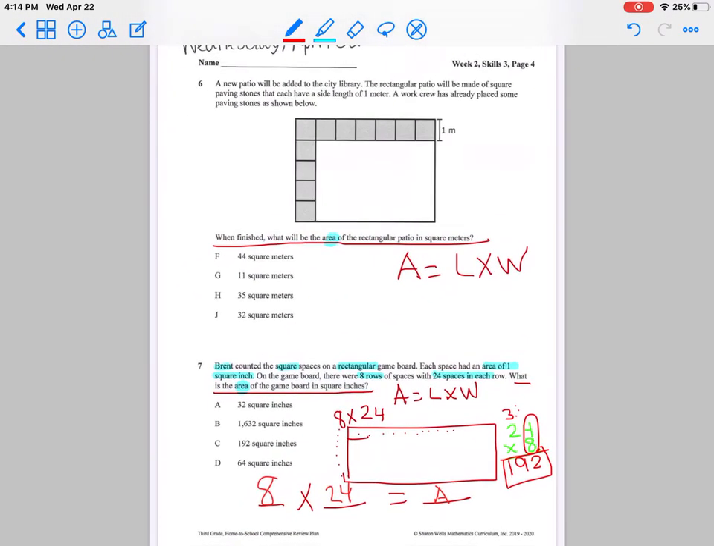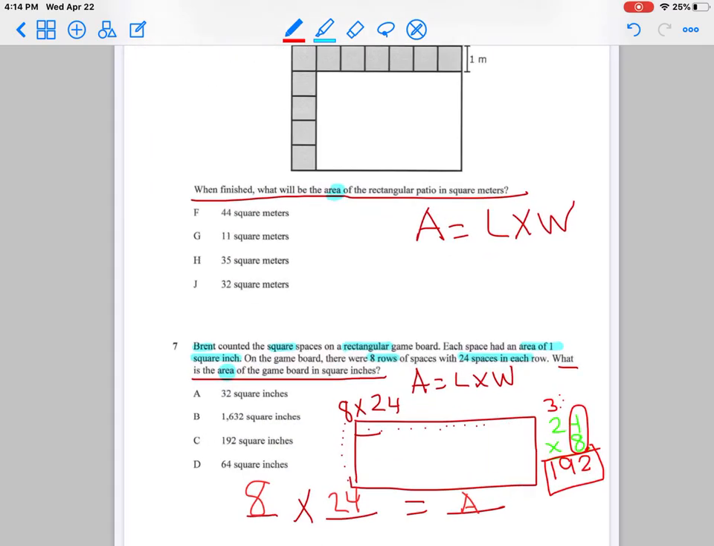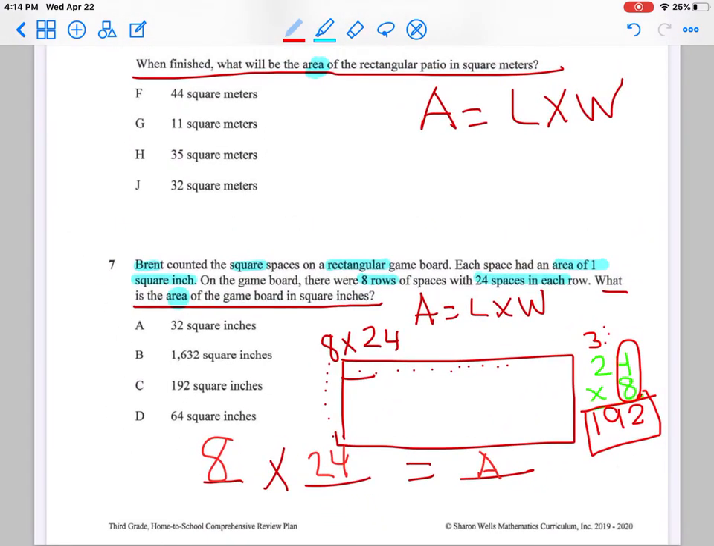Is that one of my answer choices? Letter A, 32 square inches. Letter B, 1,632 square inches. Letter C, 192 square inches. Letter D, 64 square inches. And yes, I know that my answer is letter C, 192 square inches, because 8 rows times 24 spaces in each row equals 192.